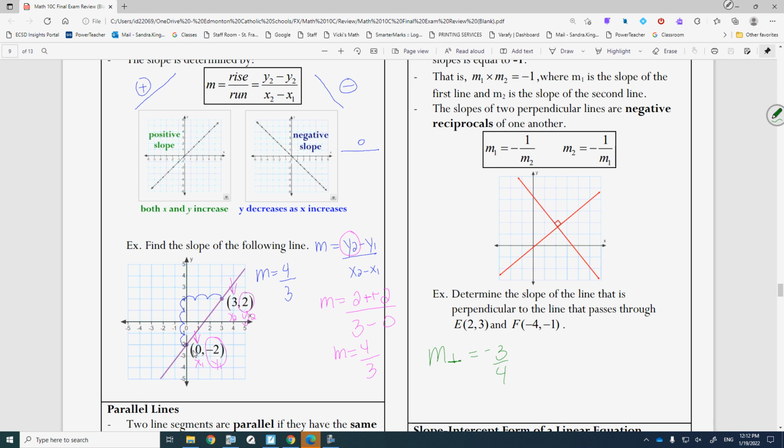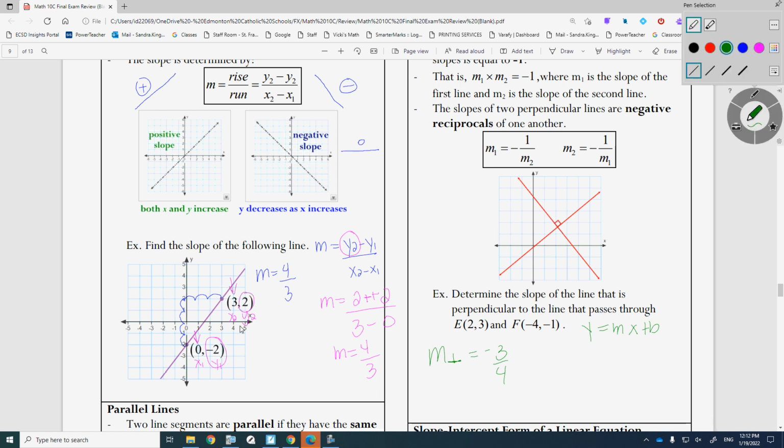Okay, if I said, what's the equation of this line? So the equation of a line, the easiest is going to be y is equal to mx plus b. m is your slope. That is your slope, which is 4 over 3. So y is equal to 4 over 3x plus, Angel, what was the b value?